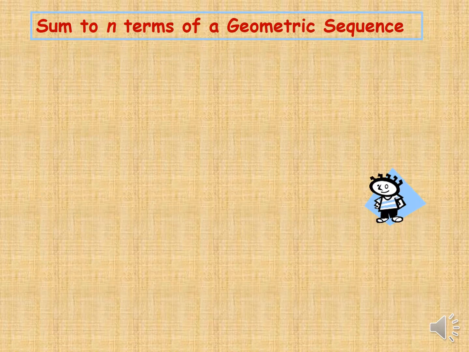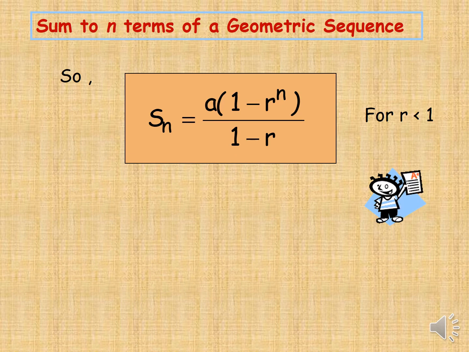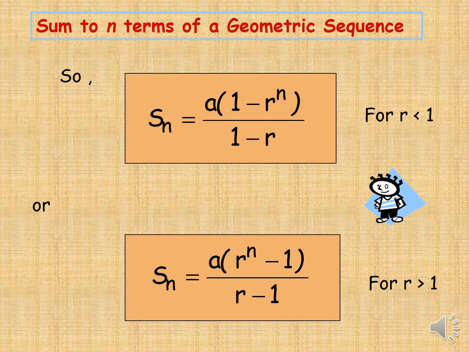Sum to n terms of a geometric sequence. Sn equals A times 1 minus R to the power n over 1 minus R for R less than 1. Or Sn equals A times R to the power n minus 1 over R minus 1 for R greater than 1.